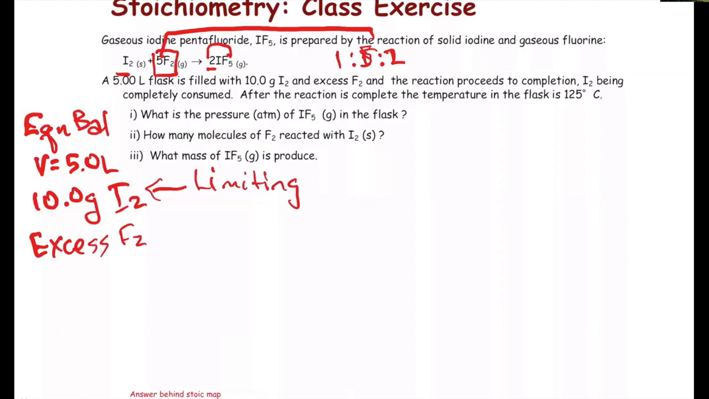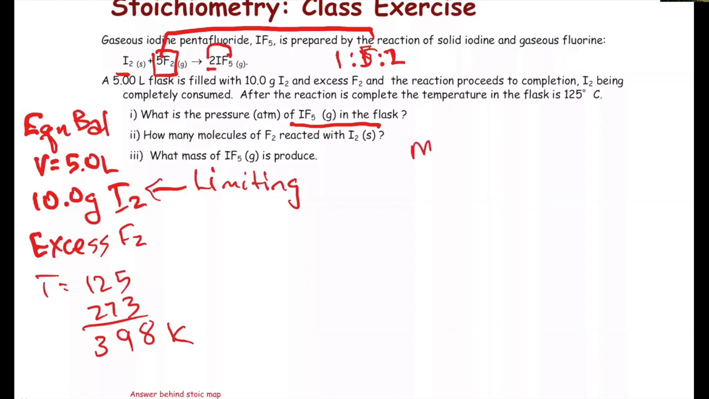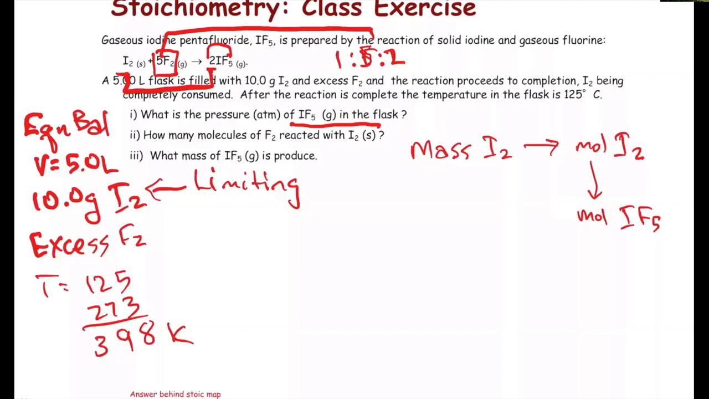After the reaction is complete, the temperature is 125 degrees. So temperature goes 125 plus 273. That's 398 Kelvin. What is the pressure of IF5 in the gas? So again, the strategy is to convert grams mass of iodine to moles of iodine, which will give you, based on the balanced equation, the moles of IF5. It's going to be twice the moles of iodine because it's a 2 to 1 ratio. Once you have the moles of iodine, then you can use PV equals nRT.